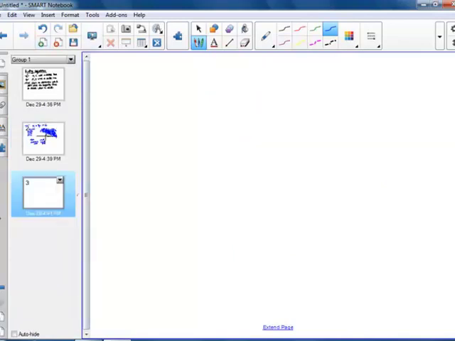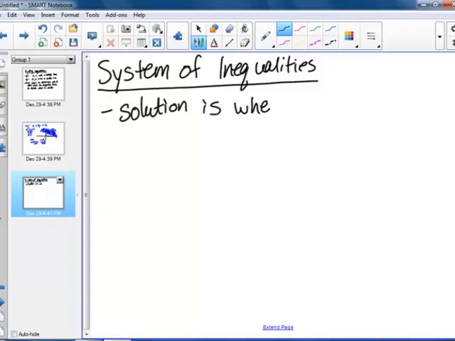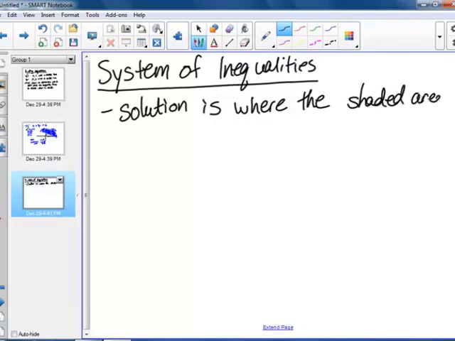But now we're going to get into systems, which is basically the same thing. We're going to have a system of inequalities. The solution is where the shaded areas overlap.